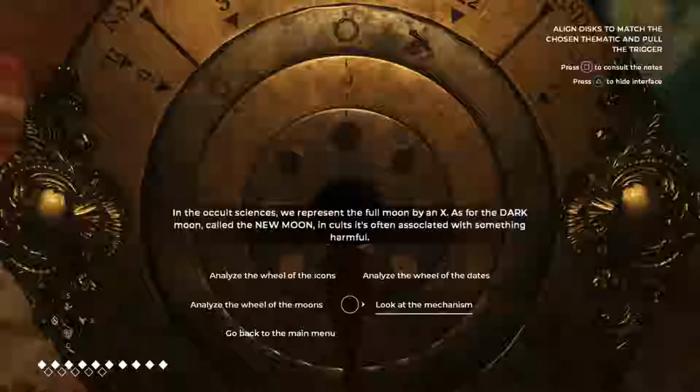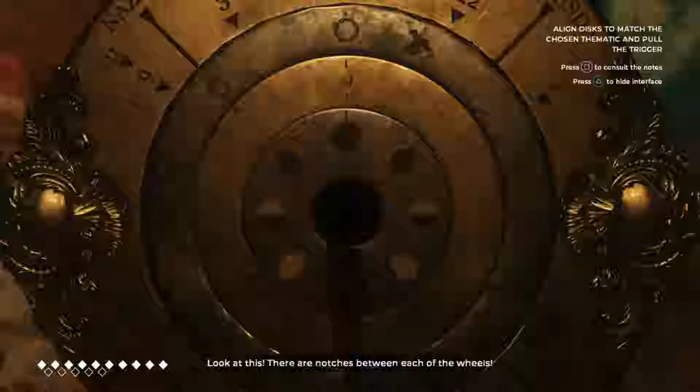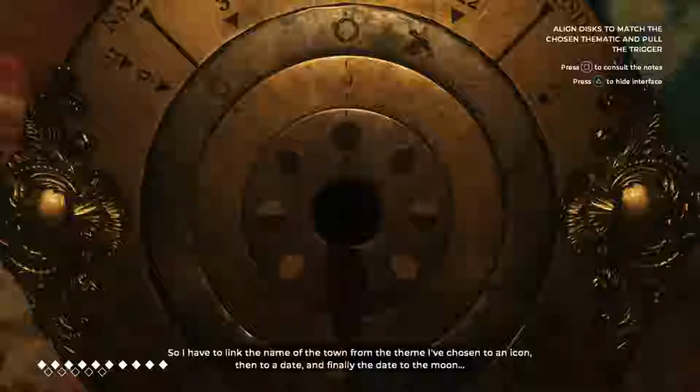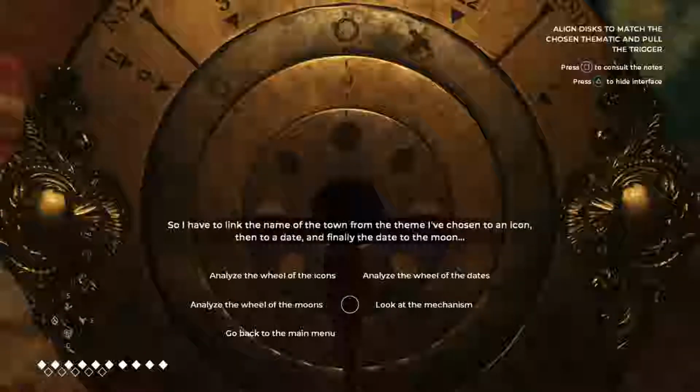Look at the mechanism. Look at this. There are notches between each of the wheels. So, I have to link the name of the town from the theme I've chosen to an icon, then to a date, and finally, the date to the moon. Okay.